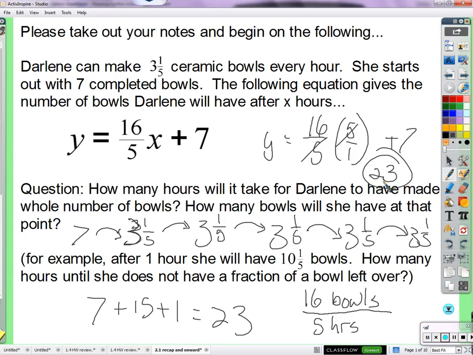Oh, but then how did you get 16 bowls every 5 hours? This is just the ratio of how many bowls we see for however many hours. You start with 7, and after that, for every 5 hours that go by, we increase by 16 bowls. 5 more hours, 16 more bowls, and so on. But shouldn't it be 23 bowls? Nope. We don't get 23 bowls every 5 hours. We have 7 even before we start. If we don't do anything at all, we have 7 bowls, right? And then we just start adding 16 bowls every 5 hours, which is easier to think about than 16 fifths of bowls every 1 hour.